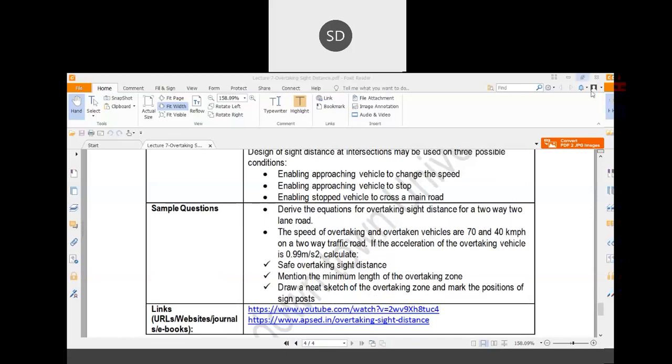So one numerical is there. Try to solve this numerical.